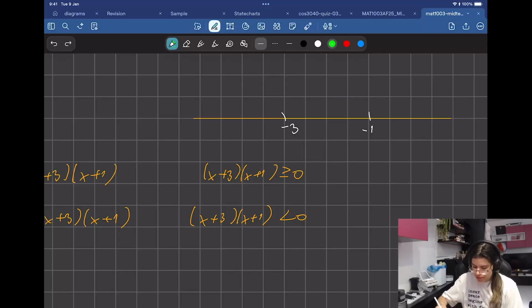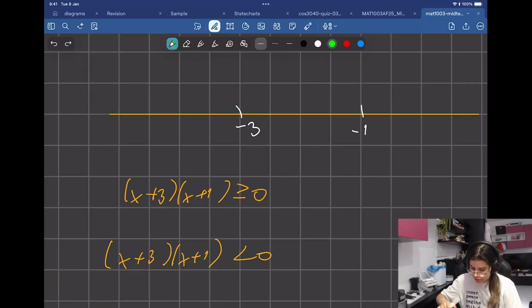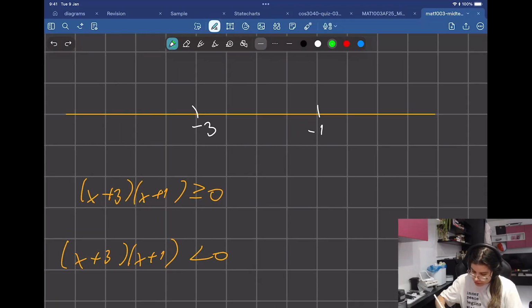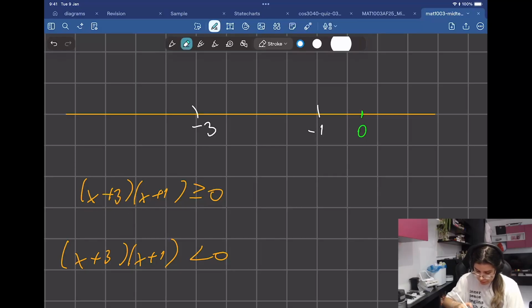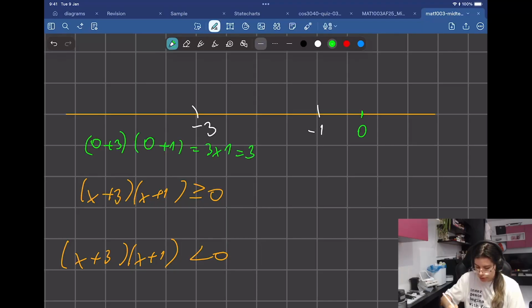Again, I just like to pick a value from one of the intervals. So for example, I could pick the 0, which is in the third interval somewhere, and I plug it in. So if my x is 0, then I would have 0 plus 3 times 0 plus 1, which is 3 times 1, which is 3. This means that this range here from minus 1 to plus infinity is positive, okay?